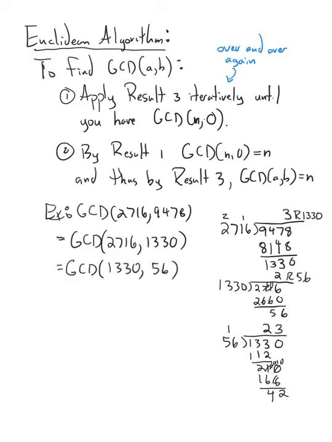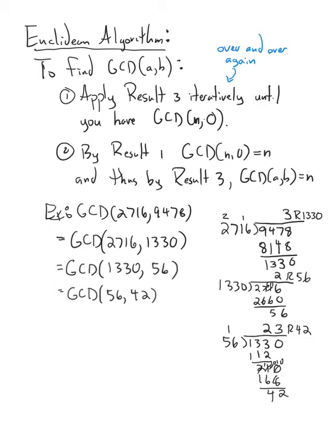Minus 6 is 4. And I forgot to do that. So it's 42. Okay. And now we've reduced this problem to the greatest common divisor of 56 and 42.